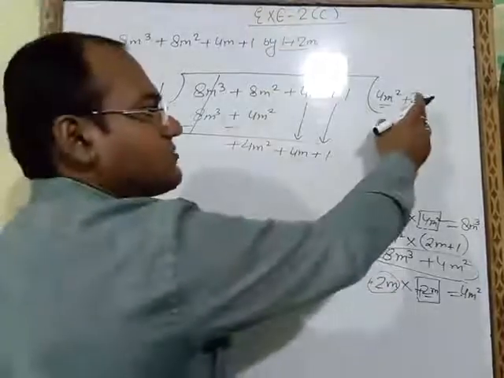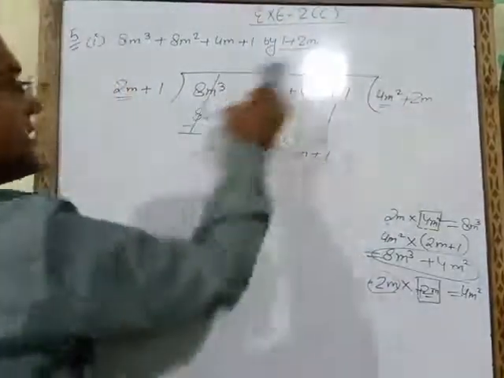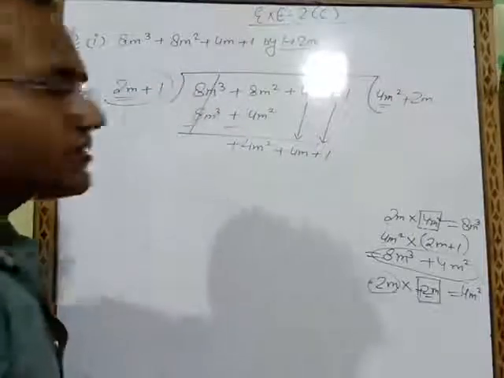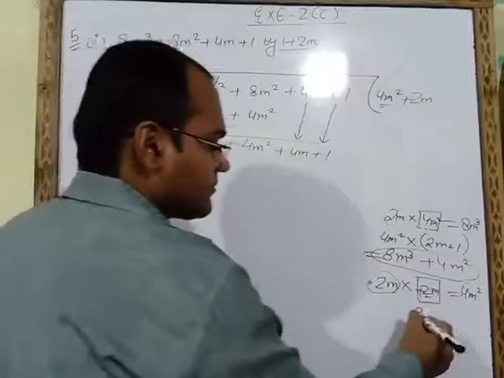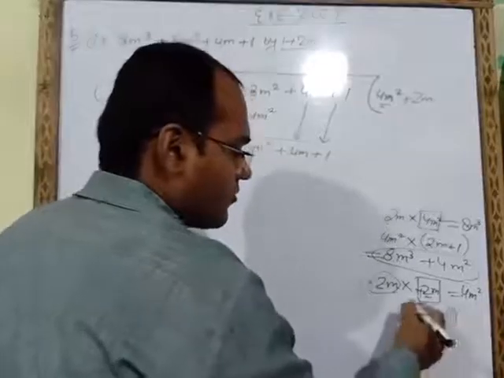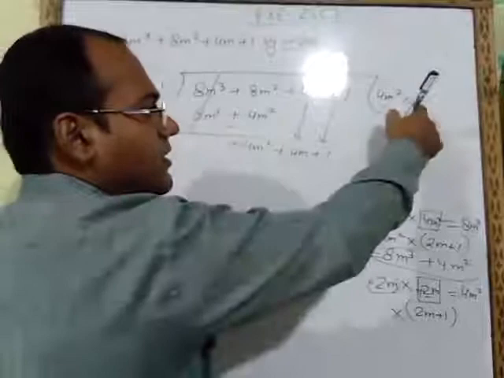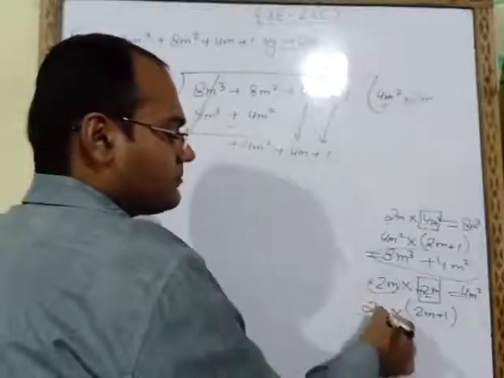Now on writing this plus 2m, we have to multiply this plus 2m with the full algebraic expression, 2m plus 1. We have to put it in the bracket, then multiply sign. Which number we have to multiply? 2m.